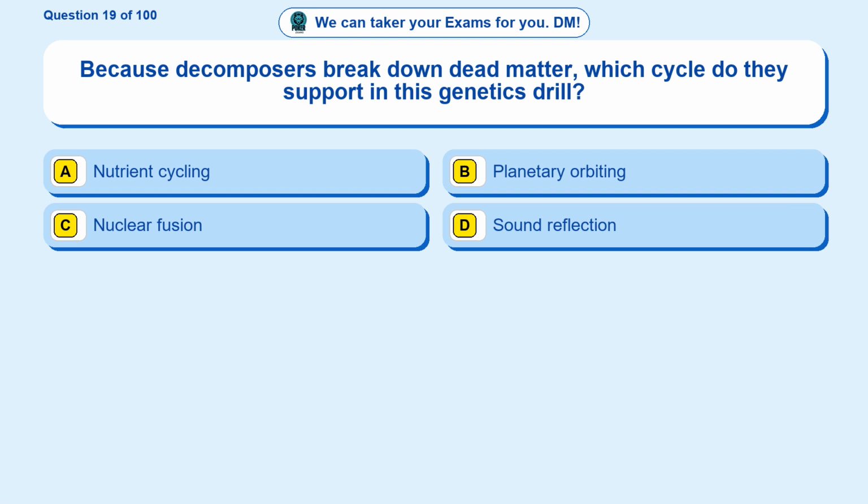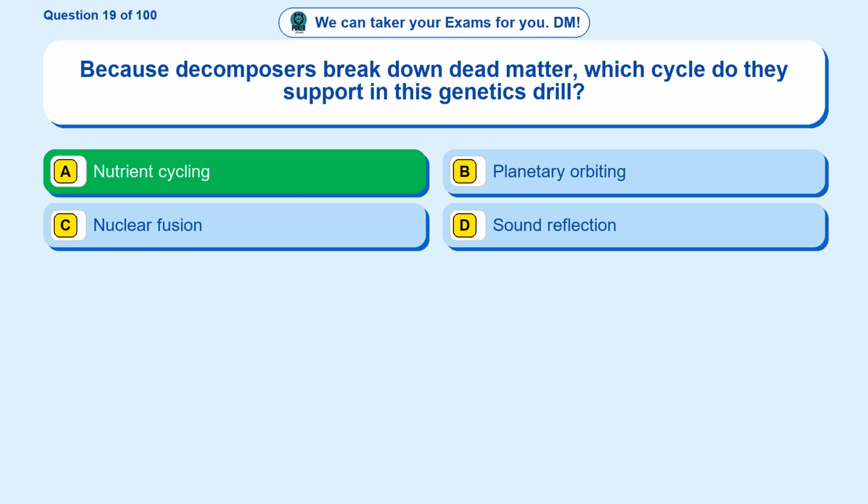Question 19. Because decomposers break down dead matter, which cycle do they support in this genetics drill? Option A. Nutrient cycling. Option B. Planetary orbiting. Option C. Nuclear fusion. Option D. Sound reflection. The correct answer is option A.